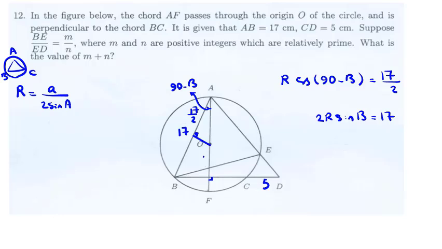Now here, we want BE. R equals BE over 2 sine A.